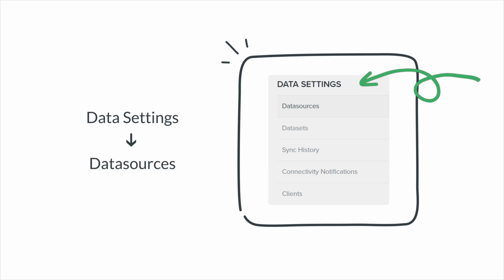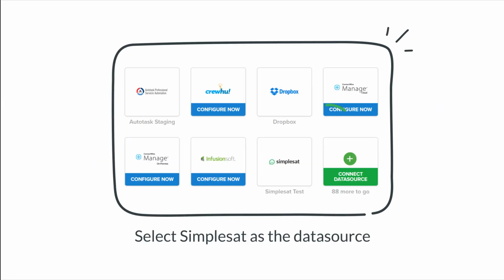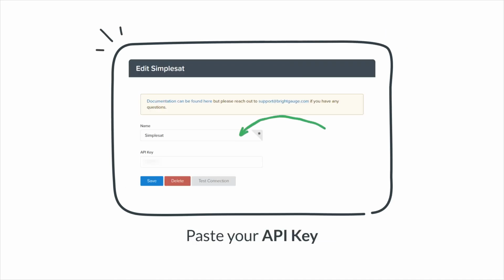Open your BrightGauge account and navigate to the Data Settings section, then select the Data Sources option, and then click it. Select Simplesat as the data source you want to add. Enter Simplesat as the name, and paste your API key.